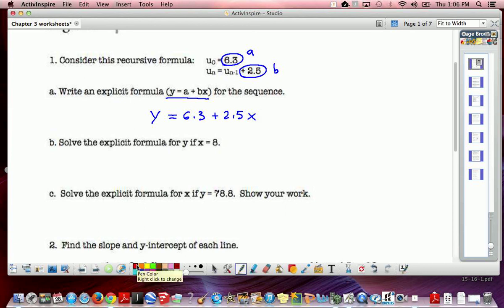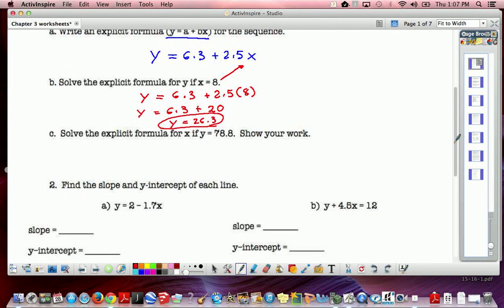In part B, it asks you now to take this explicit formula and solve for y if x is 8. So what you're going to do is basically use substitution here. You're going to replace the x with the number 8 and figure out what y is. So I'm going to go y equals 6.3 plus 2.5 times 8. So I'm replacing the x with 8. So when I do that, I get 6.3 plus 2.5 times 8 is 20. So then now when I add those two together, I get y to be 26.3. And I got my answer.